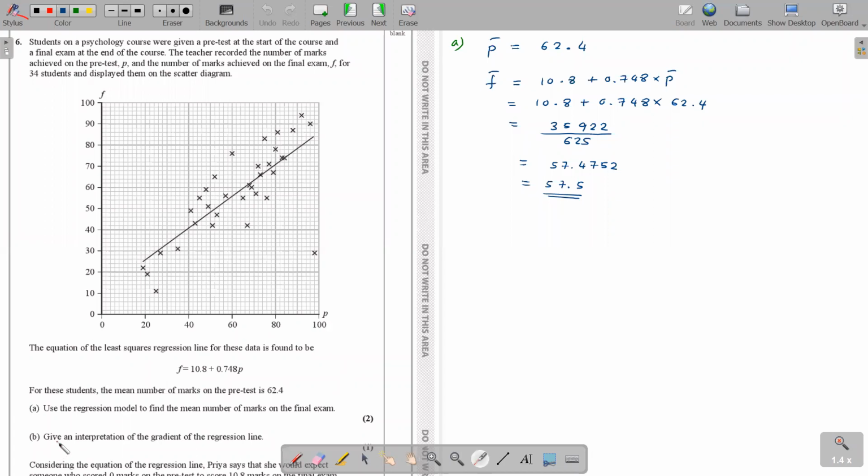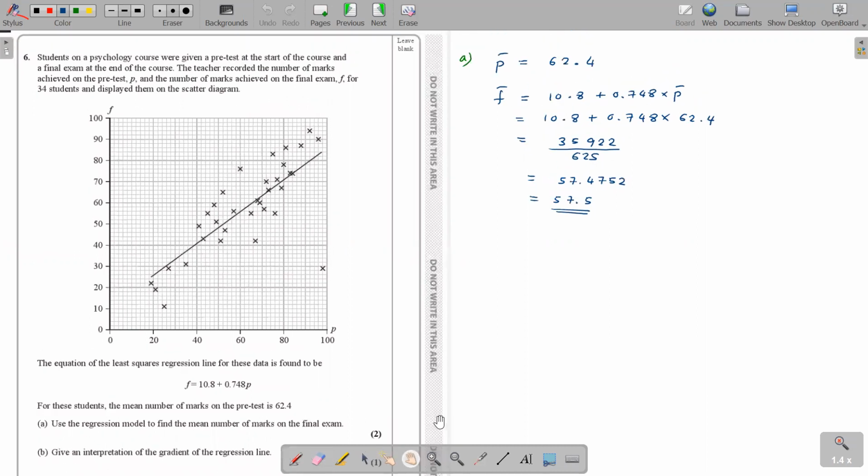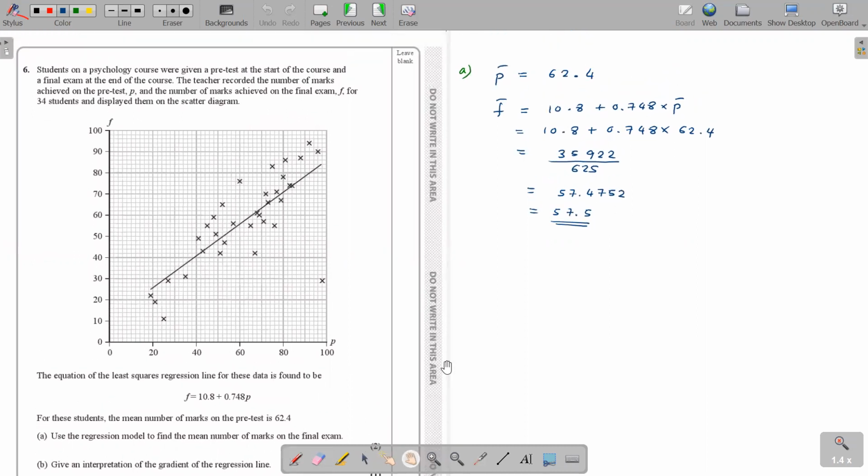So part B, they ask you to give an interpretation of the gradient of the regression line, 1 mark. So how do we interpret the regression line gradient? That was the format that I gave you, right? To interpret the gradient: when x increases by 1 unit, your y increases by the gradient. Do you remember? So all you have to do is replace the x and y with the words they have used in the question.